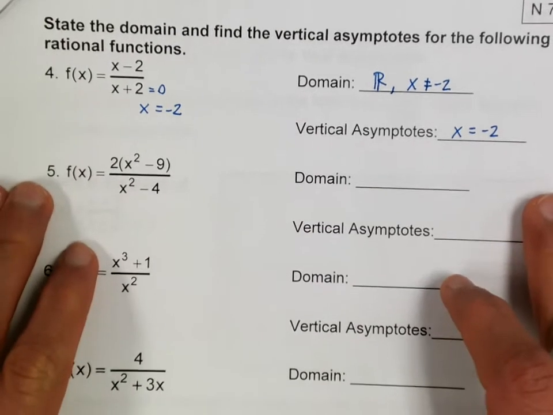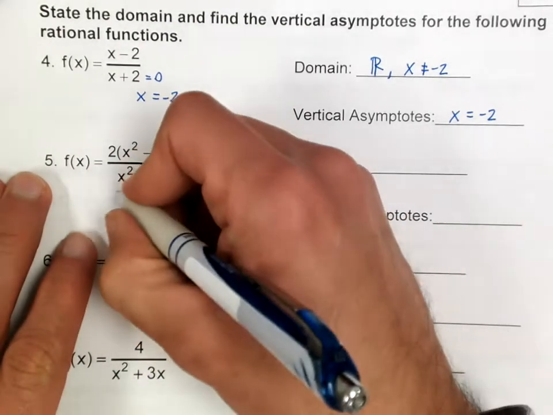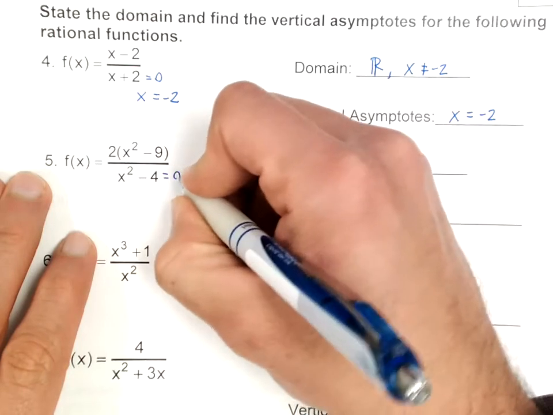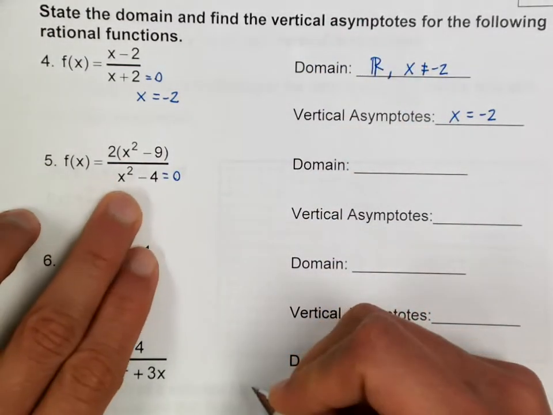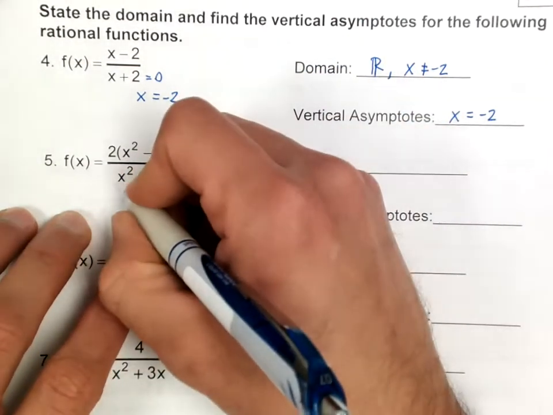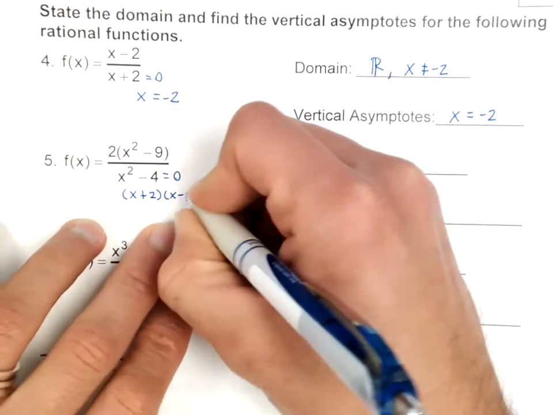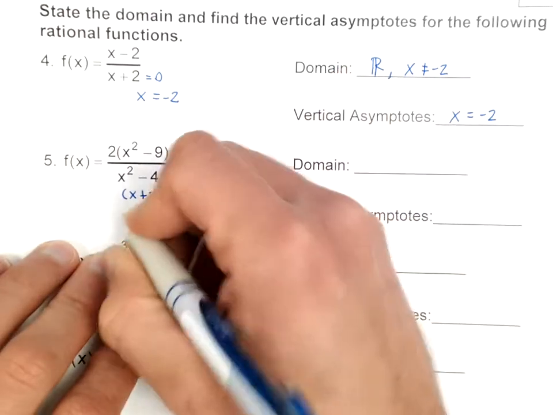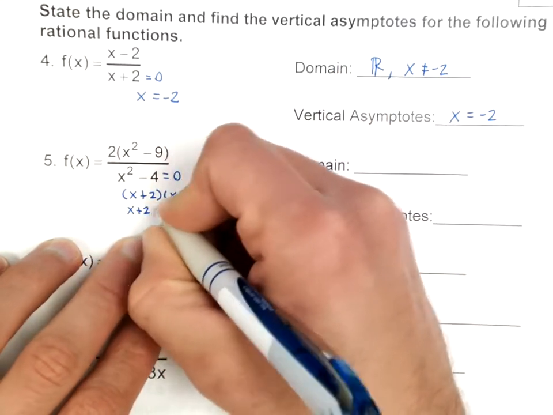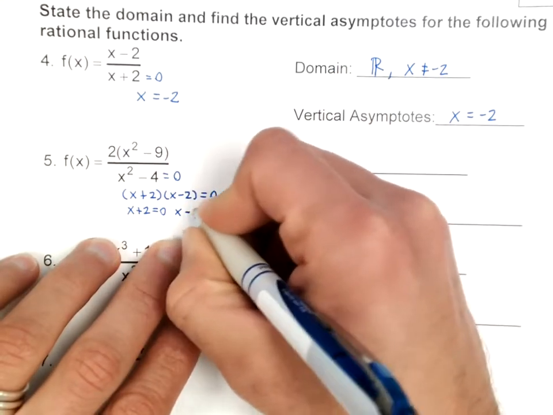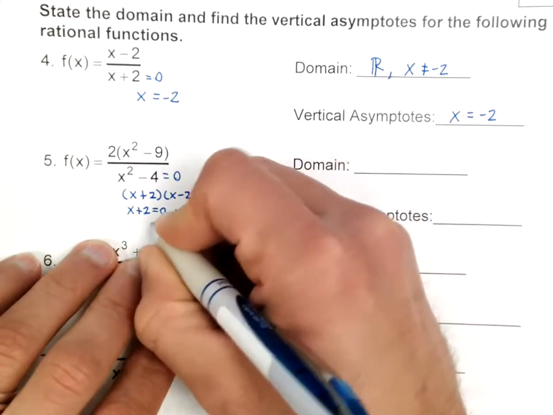So let's look at number 5. Same idea. We're going to set the denominator equal to 0, and notice that on this one I have a difference of squares. So I can factor this, and after I set each factor equal to 0, I get 2 answers.